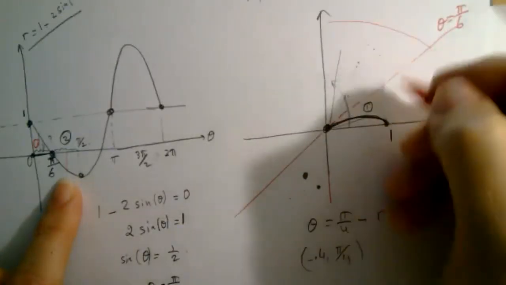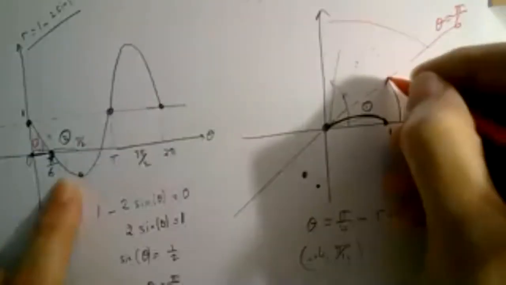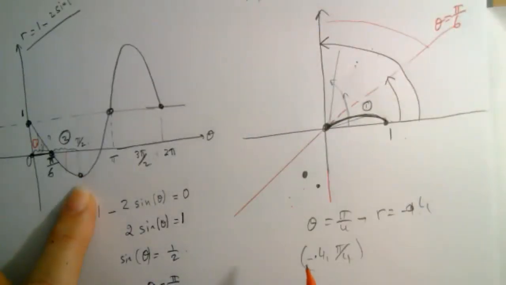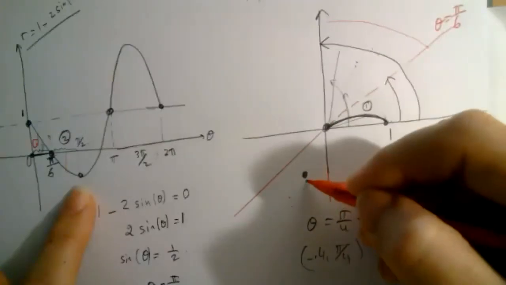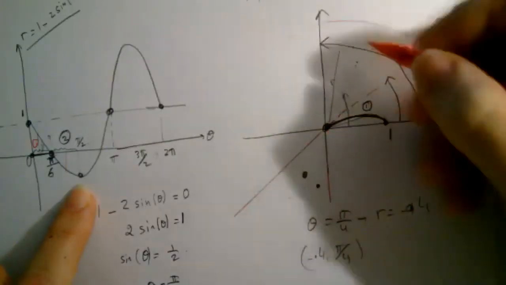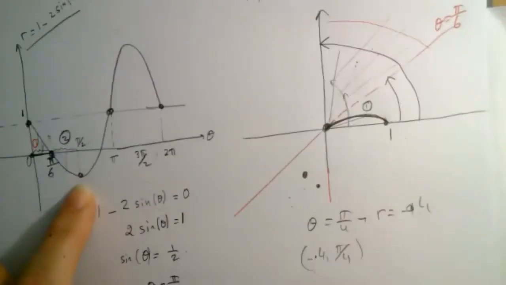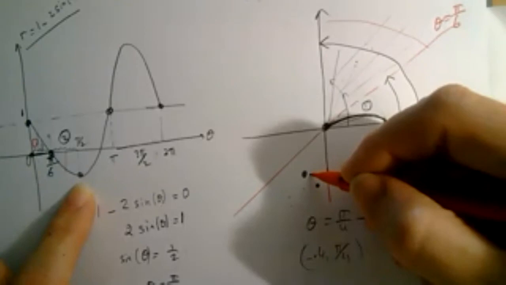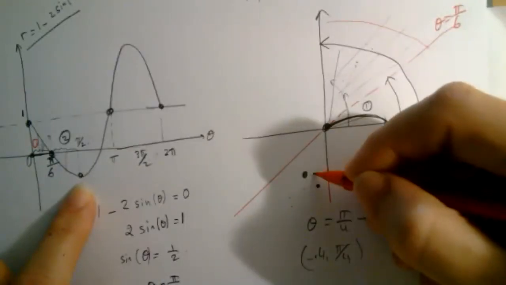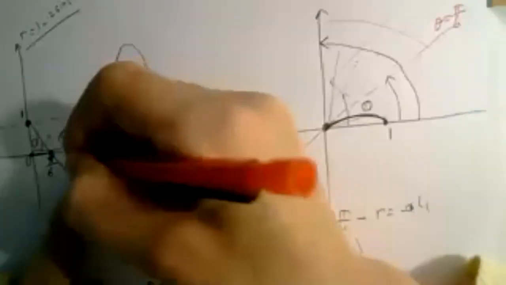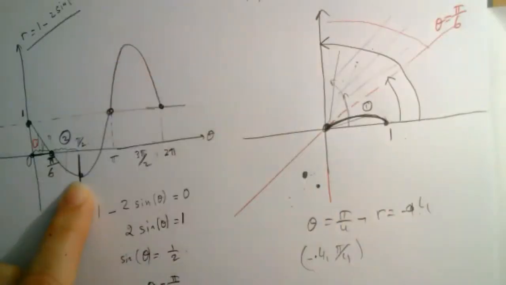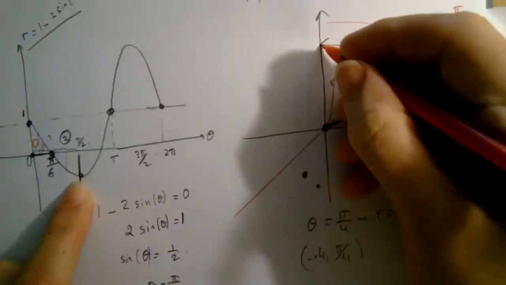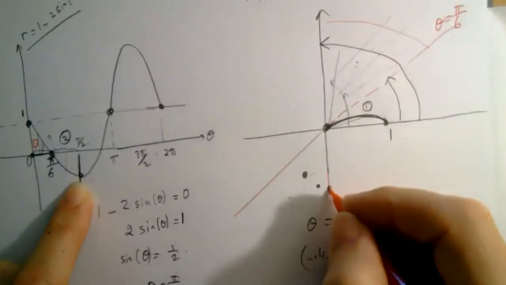So when theta is between pi over 6 and pi over 2, the R is negative. It means the points are not in here. My points are in the piece which is opposite to it. My points are right there. At pi over 2, right there at pi over 2, R is -1. It means if theta is pi over 2, the R is -1.